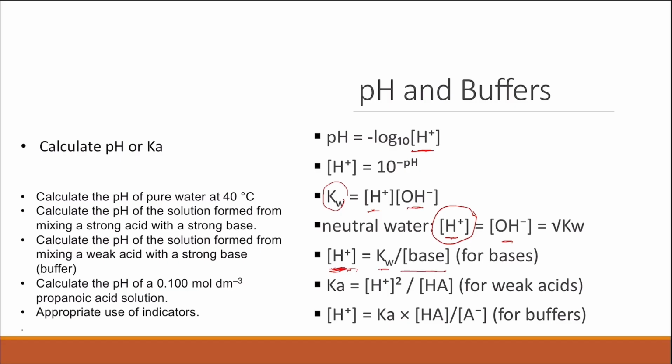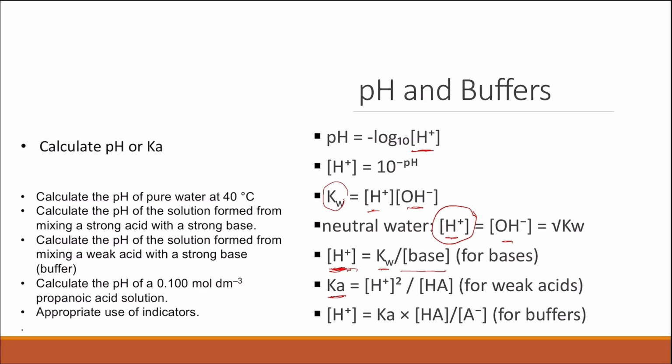For weak acids, the dissociation constant of weak acids equals Ka, which is the concentration of the hydrogen ion times the concentration of the anion divided by the concentration of the acid. But because the concentration of the hydrogen ion equals the concentration of the anion, then we can calculate the hydrogen ion concentration as equal to the square root of the Ka times the weak acid concentration.